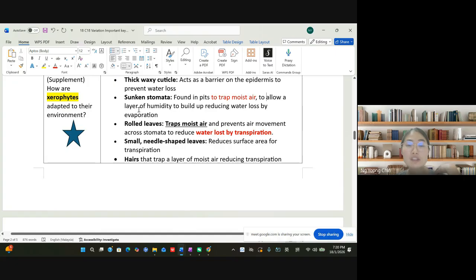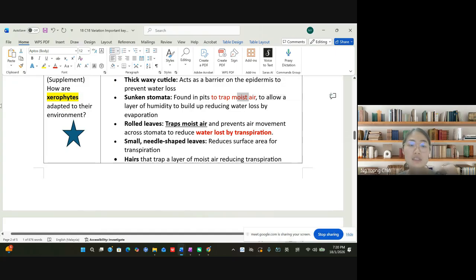Because xerophytes are just trying their best to conserve more water. They really require a lot of water, okay? They try their best to get more water. So they use this sunken stomata to help trap any moist air inside, so as to reduce the rate of evaporation of water and prevent further water loss. So this is their purpose.